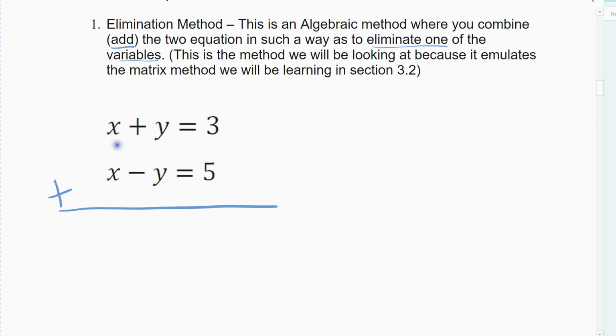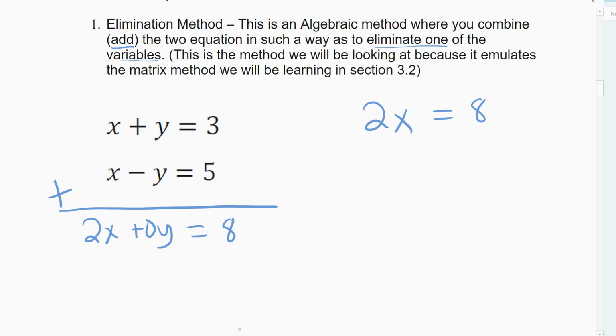together. And so when I add this up, I get an x plus an x. Well, that's going to give me 2x. This zeroes out, right? It's 0y. That's gone, because the 1 and the negative 1 zero out. And then I get 3 plus 5, which is 8. So again, it really boils down to a simple equation, 2x equals 8. And so I've eliminated the y variable.